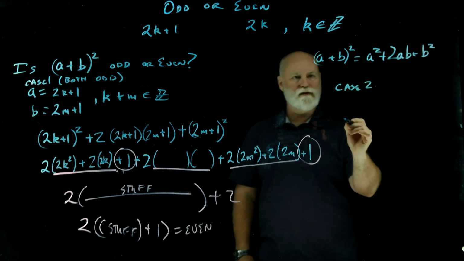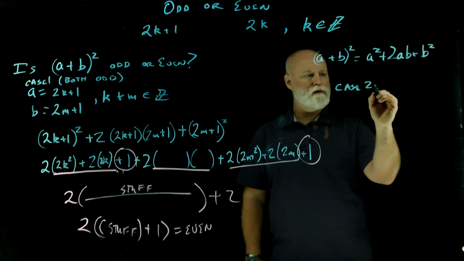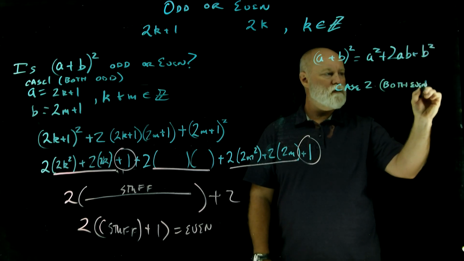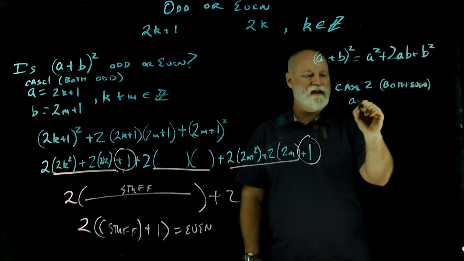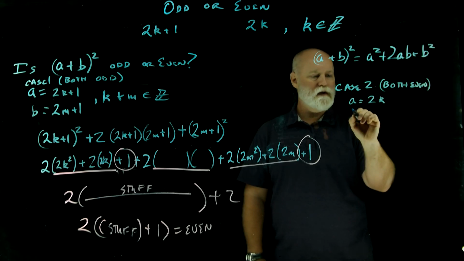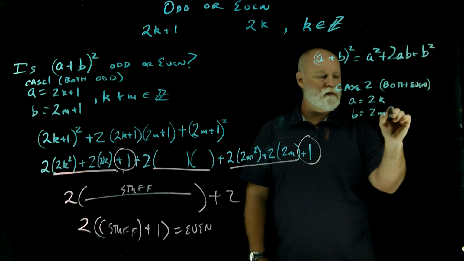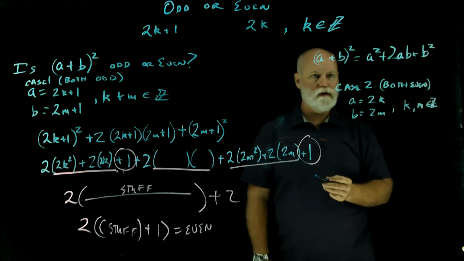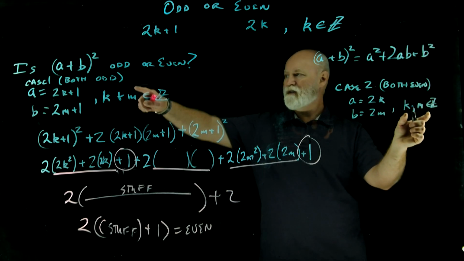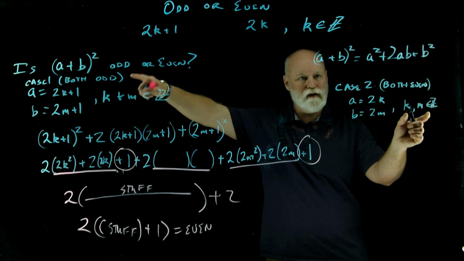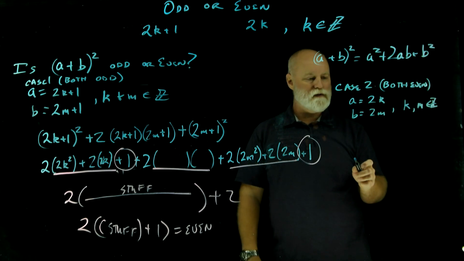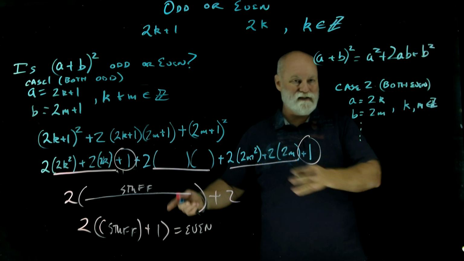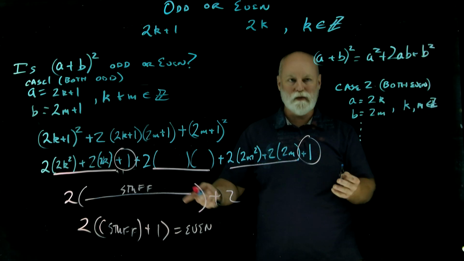I have case two, where they're both even, right? So that means that A is equal to 2k and B is equal to 2m, where k and m belong to a set of integers. I don't necessarily have to rewrite this piece, especially if I declare it at the beginning over here before I do anything else, right? So I would then do that work just like I did here. And it's actually a simpler process because I don't have all the plus ones, right?